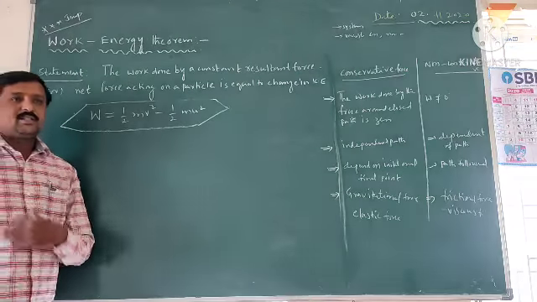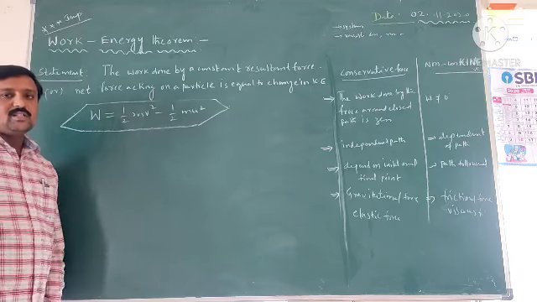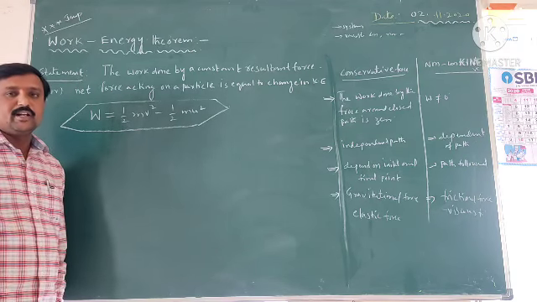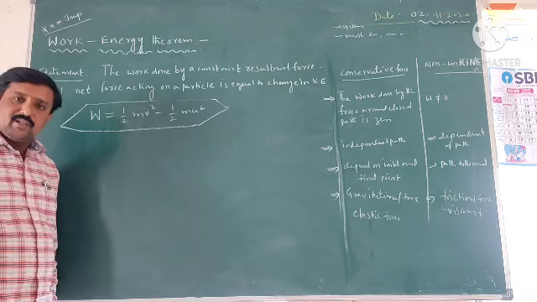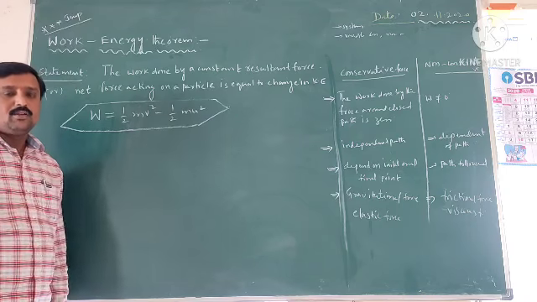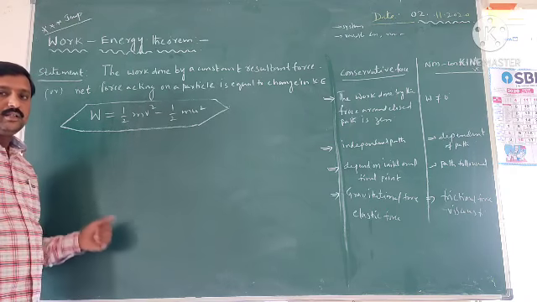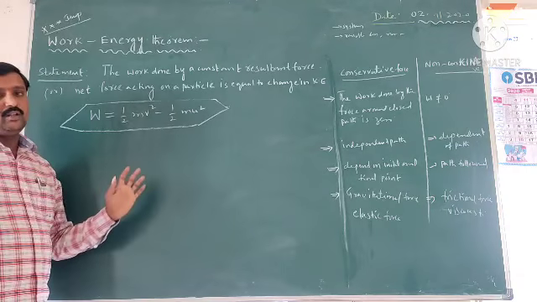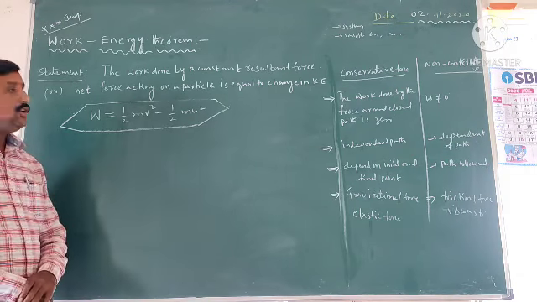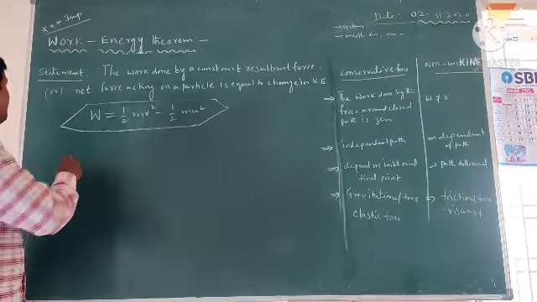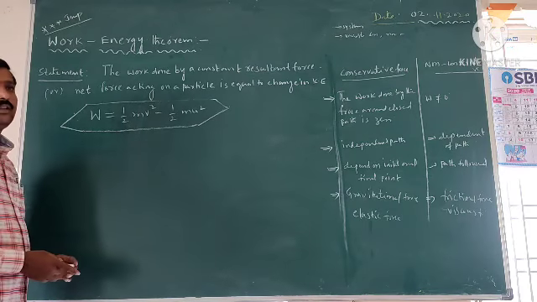Good morning, students. In the earlier class we discussed kinetic energy and the expression for kinetic energy. Kinetic energy is the energy possessed by a body by virtue of its motion. The expression for kinetic energy is half mv square. Today, one of the important topics we are going to discuss is the work energy theorem.